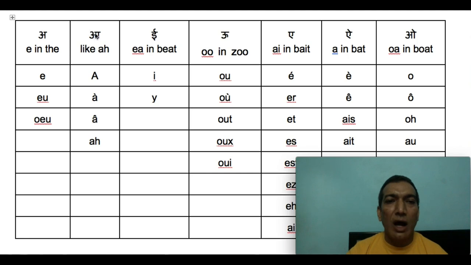The second column is a, like in Hindi you can see, or even in English. Whenever you see the letter a with accent or without accent, you have to pronounce it like a. So a without any accent, then with an accent which is called accent grave.